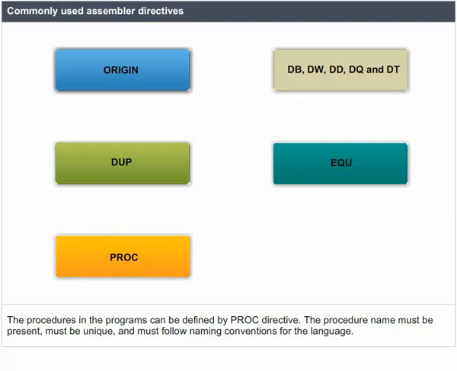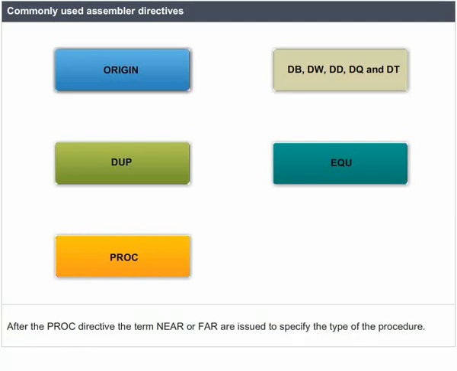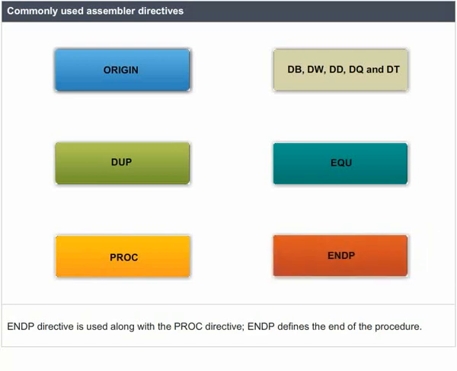The procedures in the programs can be defined by the PROC directive. The procedure name must be present, must be unique, and must follow naming conventions for the language. After the PROC directive, the terms near or far are used to specify the type of the procedure. ENDP directive is used along with the PROC directive. ENDP defines the end of the procedure.